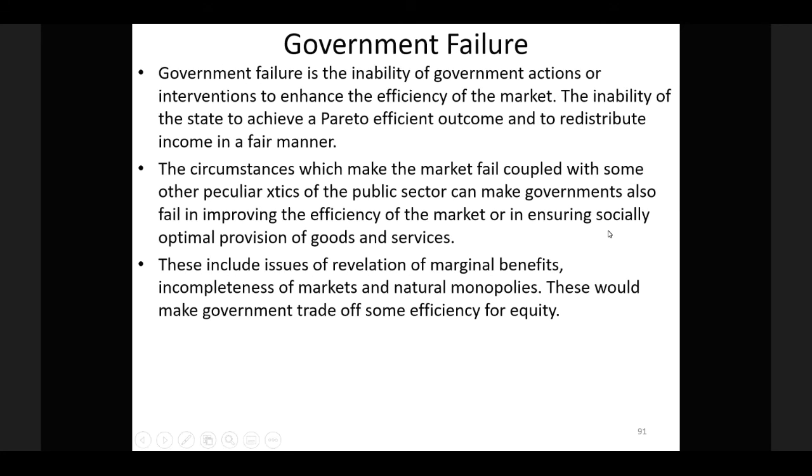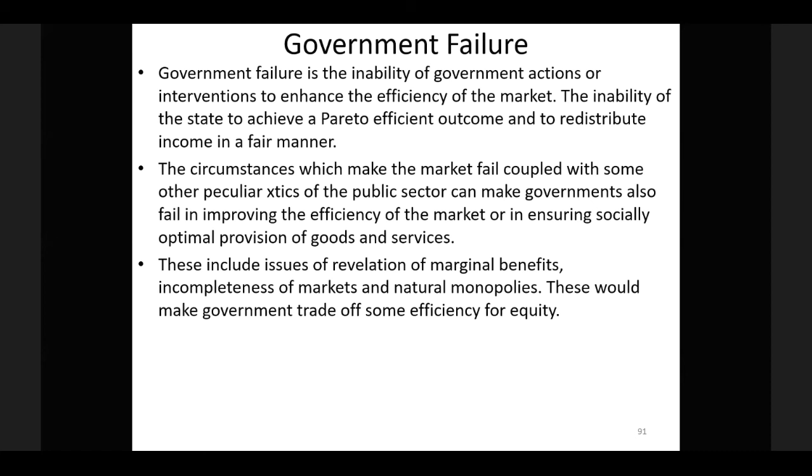And government failure usually is the inability of government action or intervention to enhance the efficiency of the market. And this inability of the state to achieve a Pareto efficient outcome or redistribute income in a fair manner is called government failure. So the circumstances which made the market fail, coupled with some other peculiar characteristics of the public sector, can also make government fail in improving market outcome or efficiency of the market.